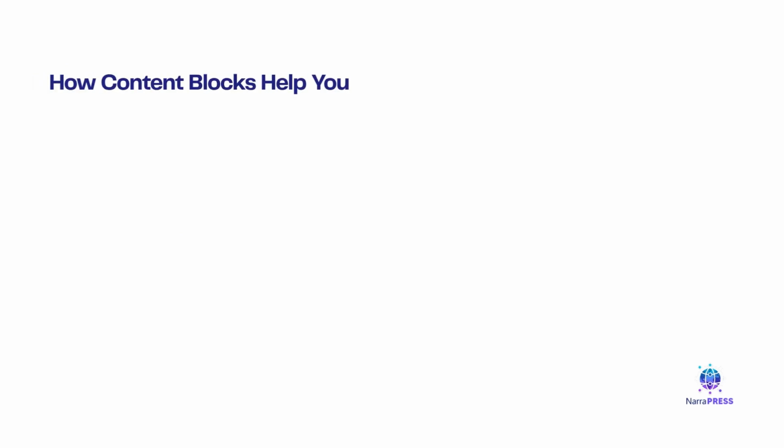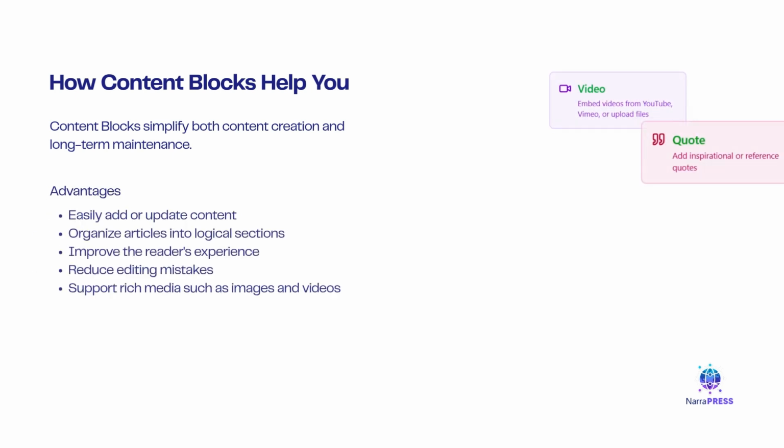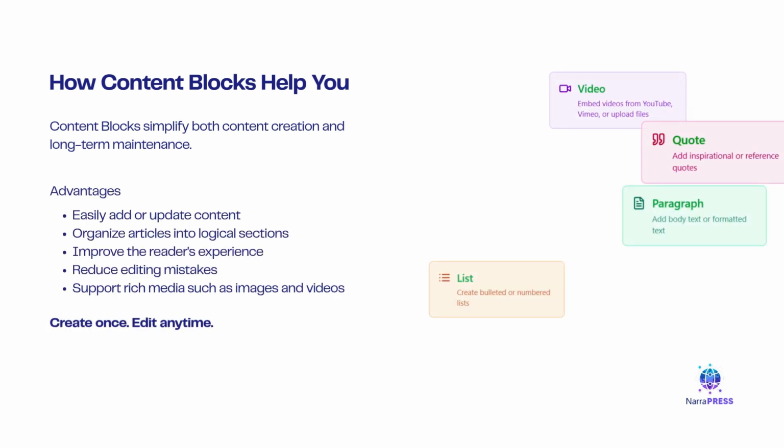How content blocks help you? Using content blocks provides several advantages. First, your articles become much easier to organize. Instead of looking at one long page of text, your content is naturally divided into sections. Second, editing becomes much simpler. Need to replace an image? Simply edit the image block. Need to update one paragraph? Edit only that paragraph without touching the rest of the article.